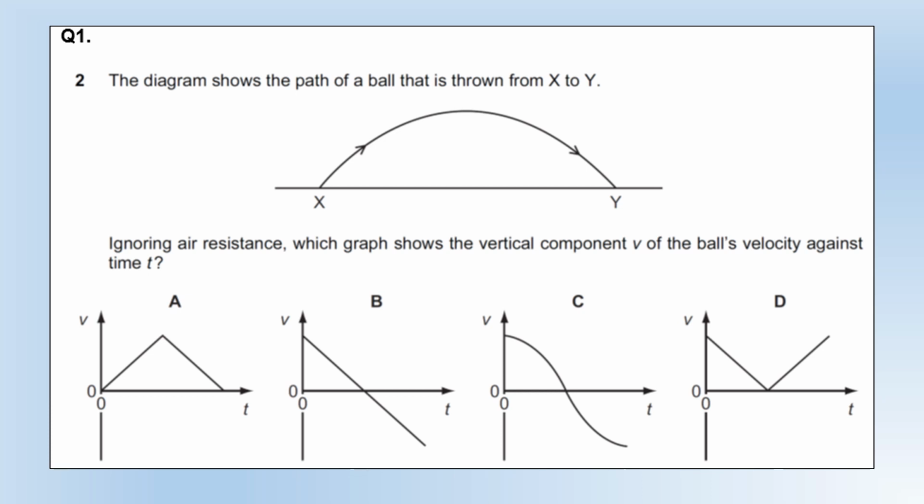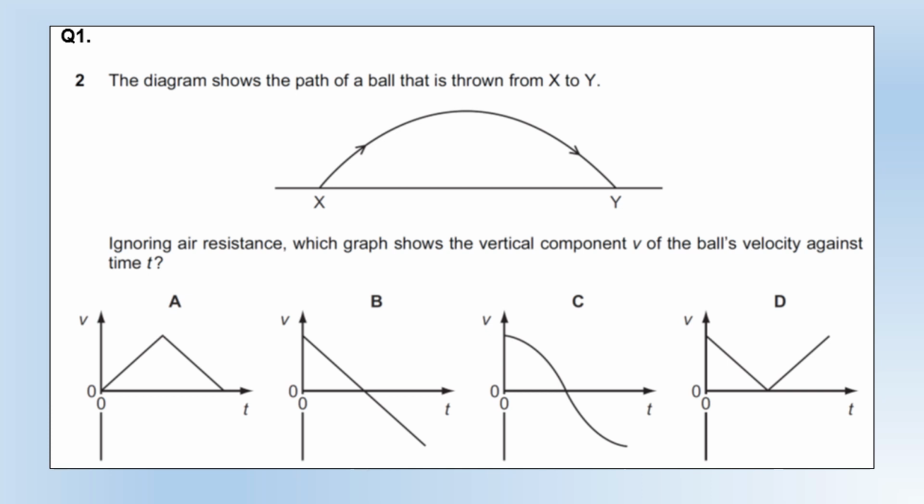Okay, so in this video we're going to look at some past exam style questions on projectiles. So we've got a diagram showing the path of the ball thrown from X to Y. We're going to be ignoring air resistance. Which graph shows the vertical component of the ball's velocity against time?